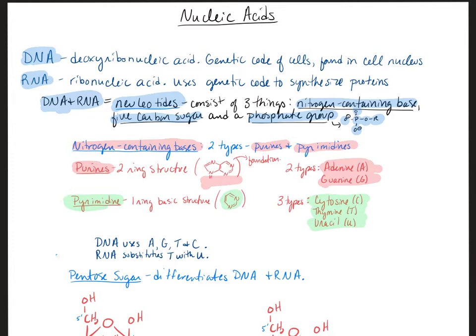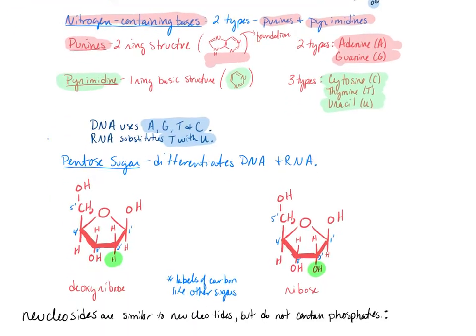So it's important to note, DNA uses A, G, T, and C. Uracil is not present in DNA. But RNA substitutes thymine with uracil. So you actually have A, G, U, and C in RNA. Why? Because that's what happens. It's just what happens, okay? So let me move this up a little bit.